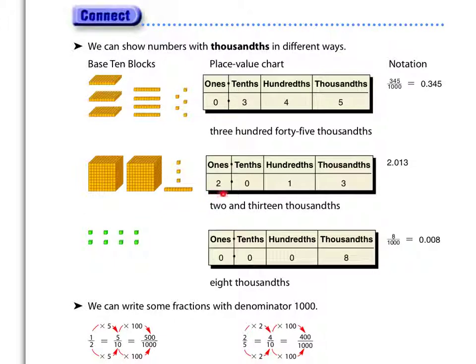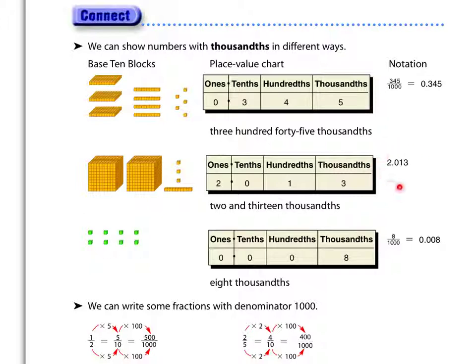When it comes to a number that has a digit in the ones place, we're going to have a cube be the ones place, a large cube. We have 0/10ths, so we don't need any flats. We have 1 rod for our hundredths and 3 small cubes for our thousandths place. So that would be our base 10 way of showing this number. In a place value chart, we could have 2 decimal, 0 tenths, 1 hundredth, 3 thousandths. This number would be said as 2 and 13 thousandths because the 3 is in the thousandths place.